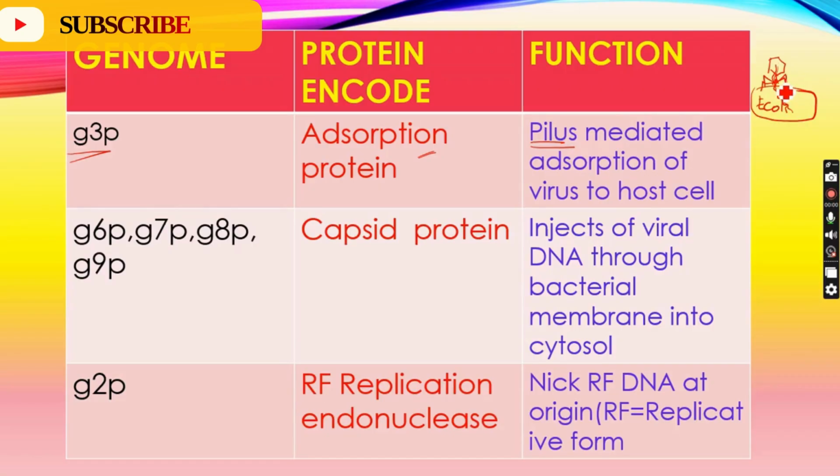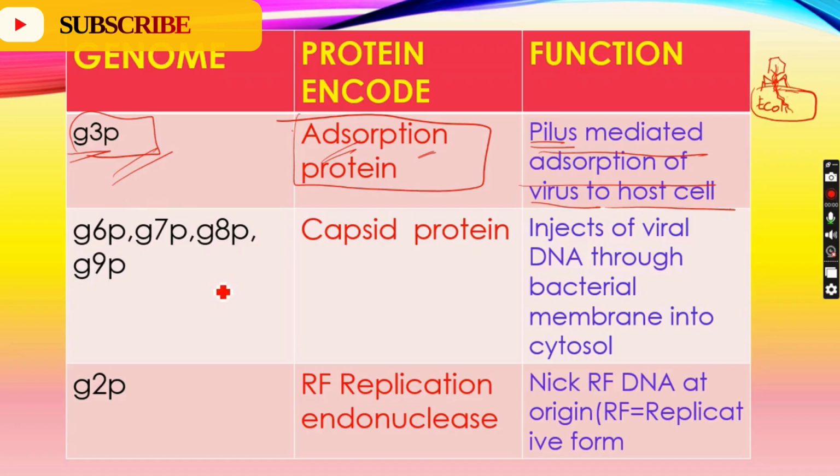To infect the bacteria, it must get adsorbed to the E. coli. For the adsorption, it needs a certain protein, that is the adsorption protein. This adsorption protein is going to be synthesized by the G3P gene. Therefore, pilus mediated adsorption from virus to the host cell is going to be carried out by this adsorption protein synthesized by the G3P gene. Then G6P, G7P, G8P and G9P are the capsid protein synthesizing genes. This capsid protein is very important for the injecting of viral DNA into a bacterial membrane, and also it provides protection to the genetic material.